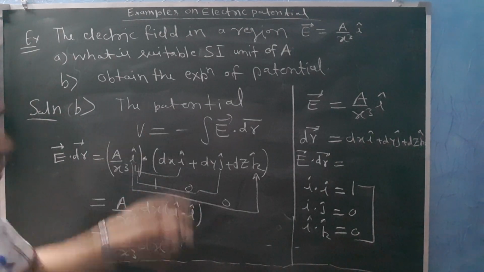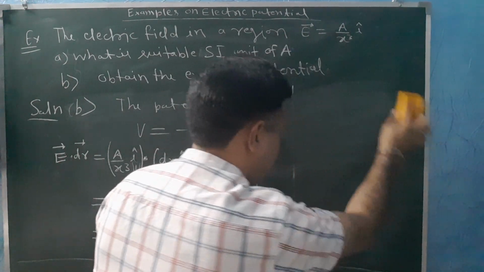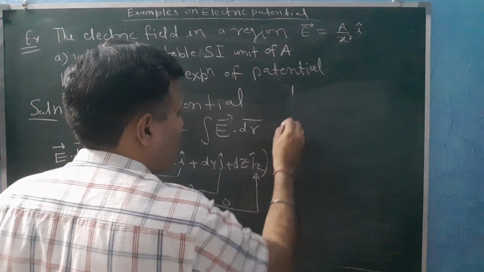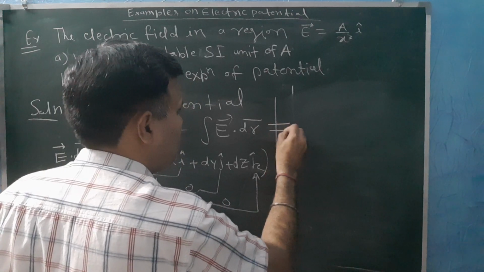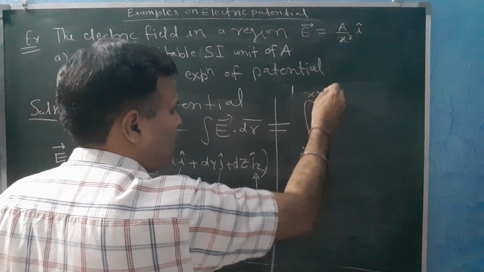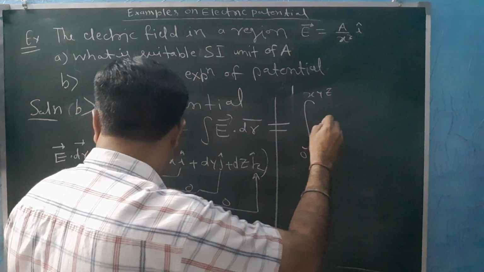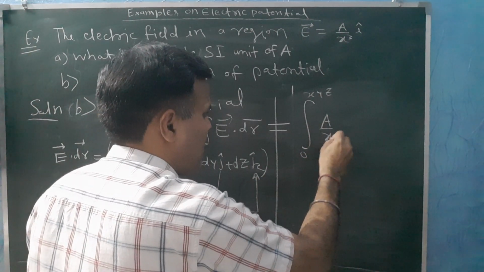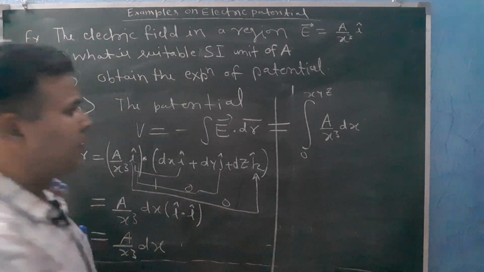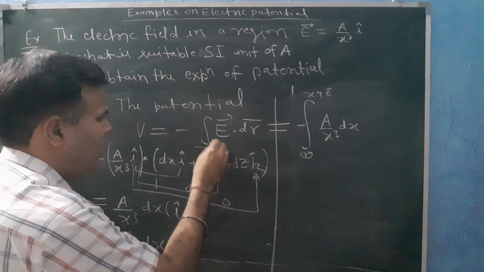Now putting the value of E dot dr in this integration, which runs from 0 to r, the point with coordinates x, y, z. So E dot dr is simply A by x cube dx, and this runs from minus infinity to any point.